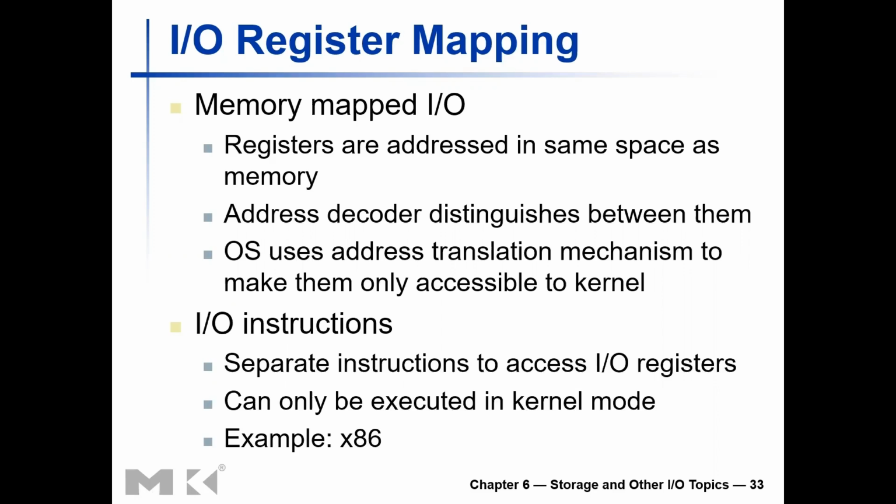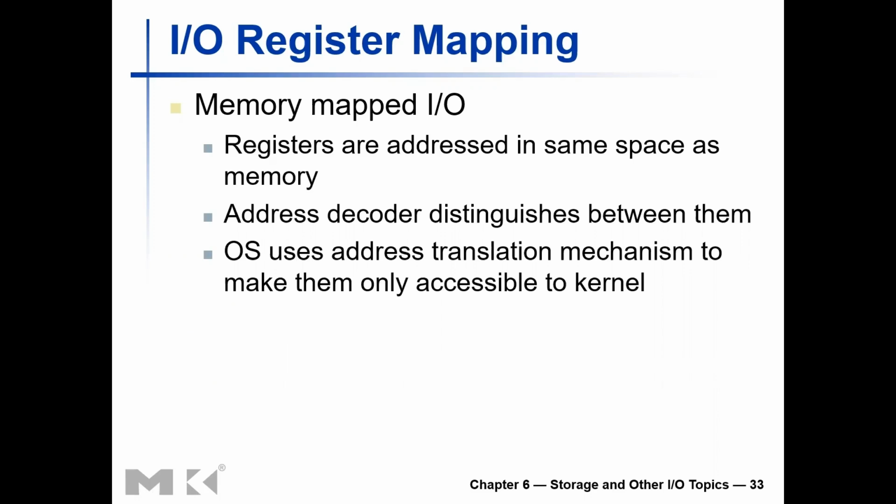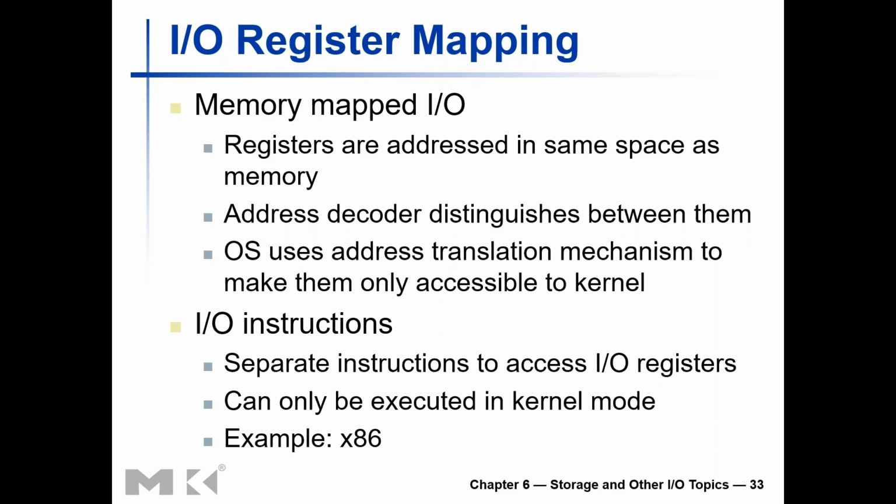I/O instructions. So in the previous case, we can use load store instructions to access the I/O devices. In the second mechanism, we will have separate instructions to access I/O devices. That is, the load store will be used to access the memory, and the input-output instructions will be used to access the I/O. So here we can duplicate the address. You can have the same address for memory, and a single address can be used for memory and also in an I/O device. Separate instructions to access I/O registers can only be executed in kernel mode. The example is x86.